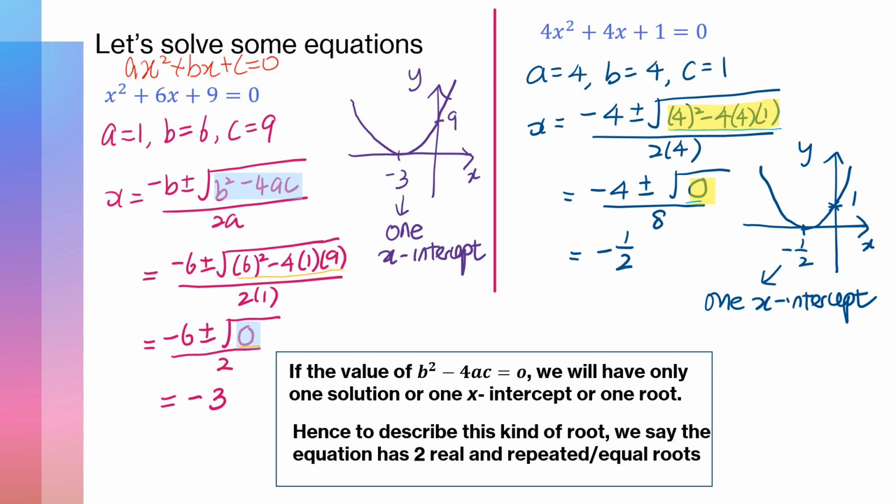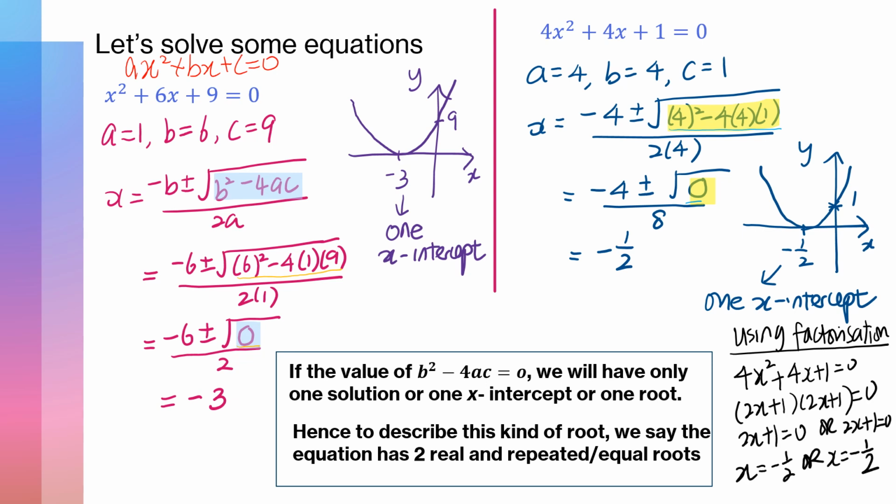So hence, to describe this kind of root, we say that the equation has two real and repeated, or two real and equal roots. The question you may ask me is, on the screen, I only see one solution of x. Let's say, for example, x squared plus 6x plus 9 equals 0, you get x equals -3. If you look at 4x squared plus 4x plus 1 equals 0, you only get x equals -1/2. Then why do you say it's two real? Why is there a 2 there?